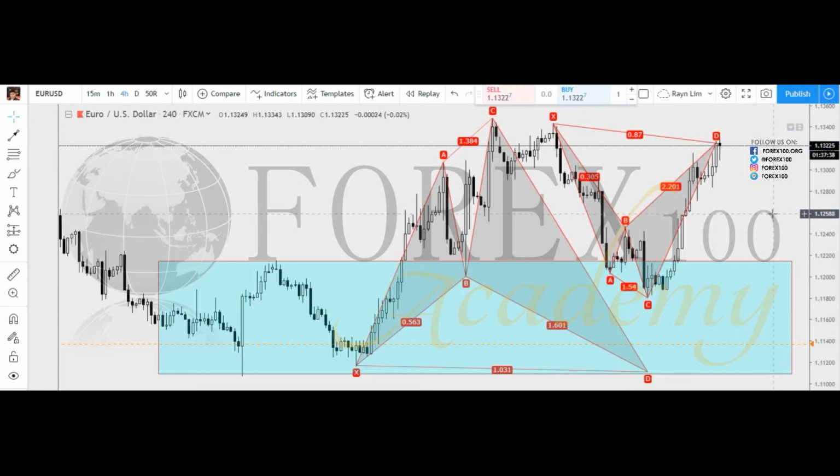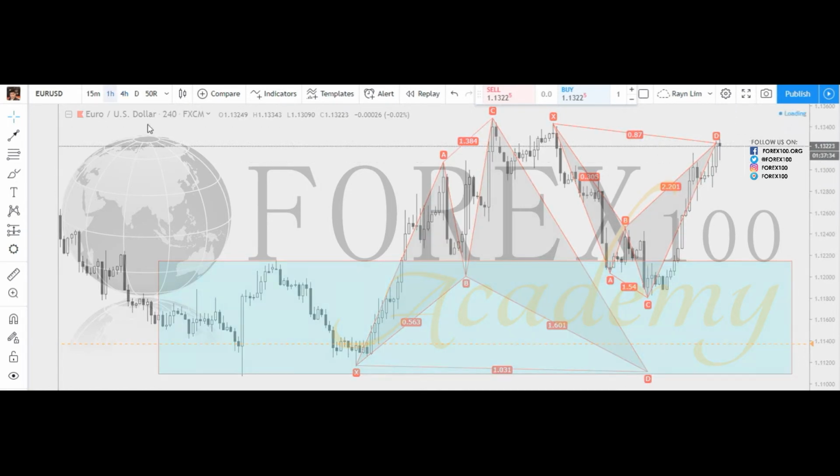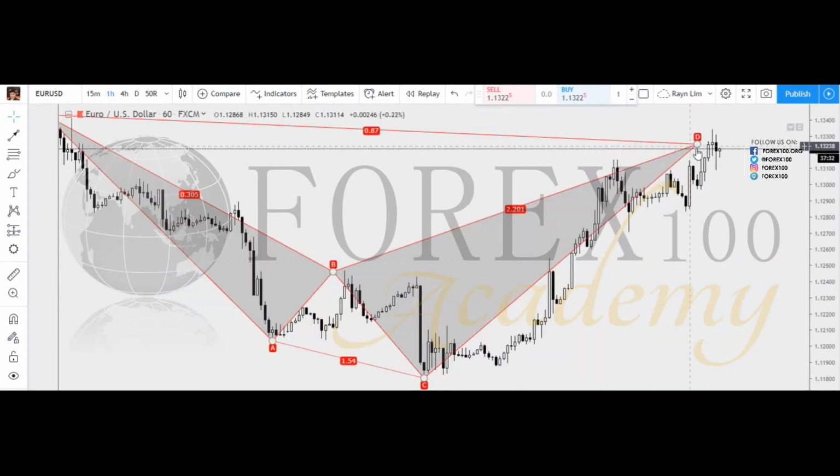Shorting opportunity at 1.1322. Shorting opportunity over here, and you can see that the shark pattern is still valid on the 1 hour, having a RSI divergence as well. So that's all I have for you today.